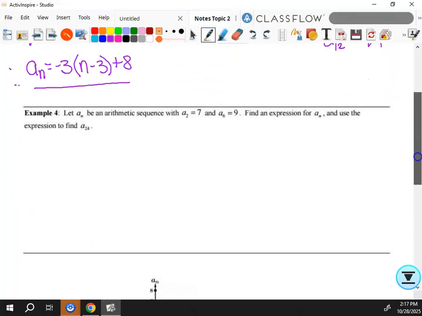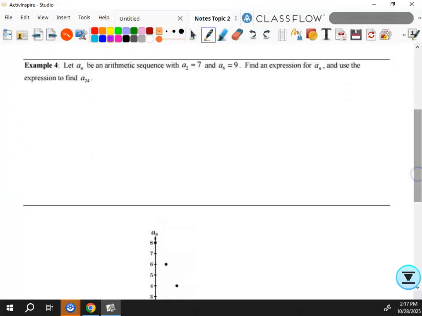All righty. Let's look at 4. So a sub n, arithmetic sequence, a sub 2 equals 7, a sub 6 equals 9. I need to find an expression for a sub n and find a sub 24. So the first thing I'm going to do is take my little terms, put them into ordered pairs. So what's this first ordered pair going to be? 2, 7. And then the next one would be 6, 9. Okay. So we're going to go find our slope.